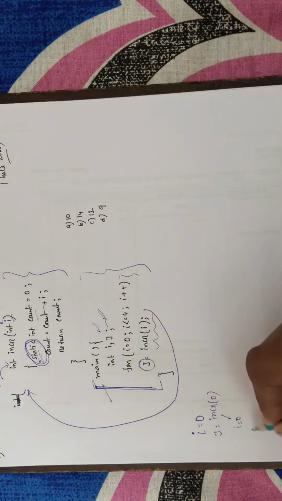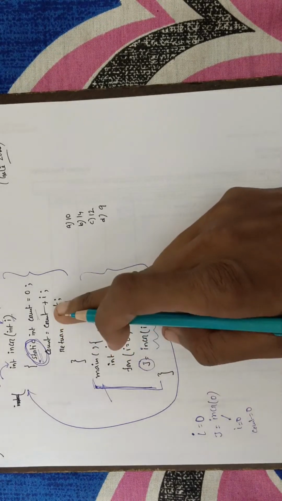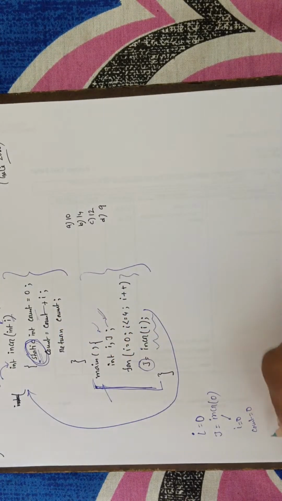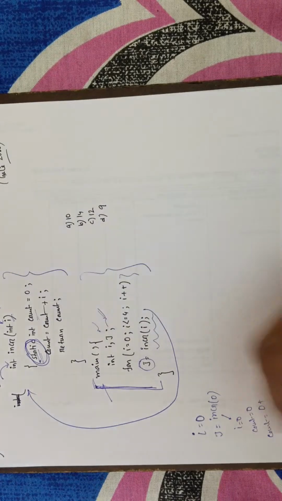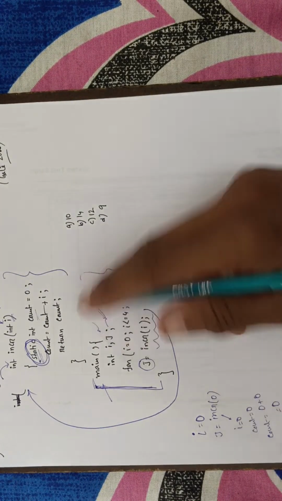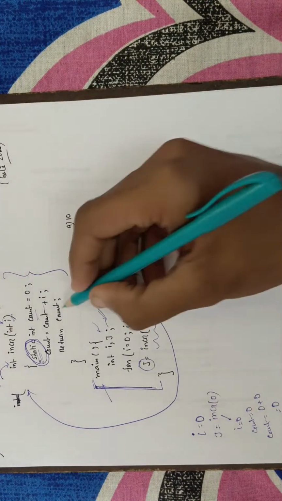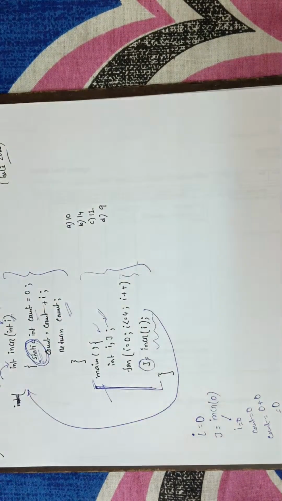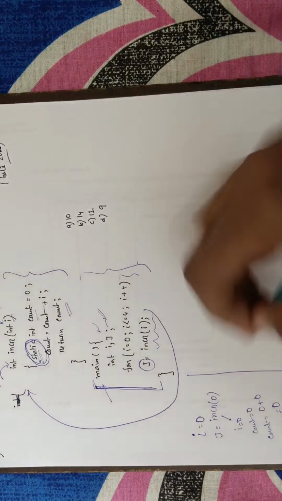So for this count, count is equal to 0. The count value is 0 plus i, so the count value is incremented. Count is equal to count's value. The count's previous value was 0 and i's value is 0. So the count value is 0, and 0 is returned. So the j value is 0. In the first iteration, the j value will be 0.